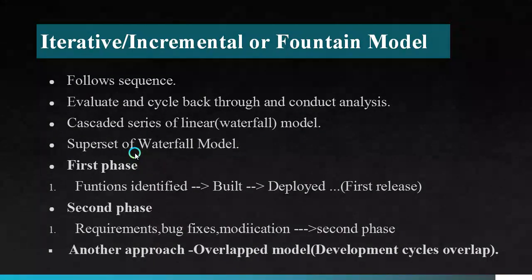That is, we can say it is a cascaded series of linear or waterfall models. It is a superset of the waterfall model. There are two phases in this model. Functions are identified, that is, the customer requirements are given. It is built by the developer and deployed to the customer. That is the first release. In the second phase, the requirements are taken again from the customer. If there are any fixes, the fixes and modifications are made, and it is finally released to the customer again.